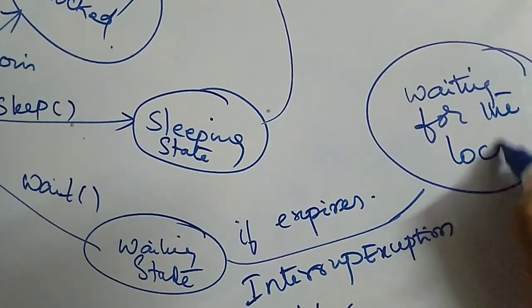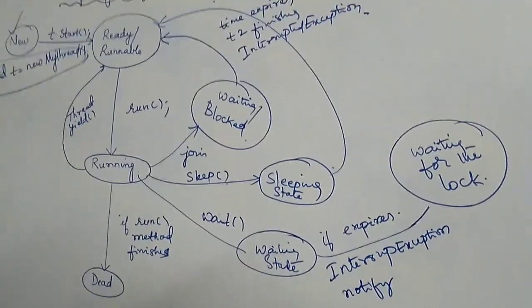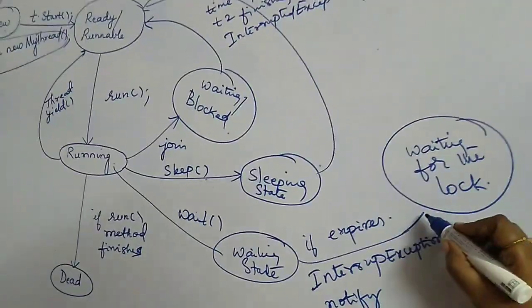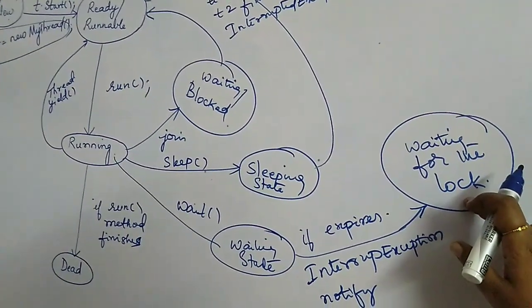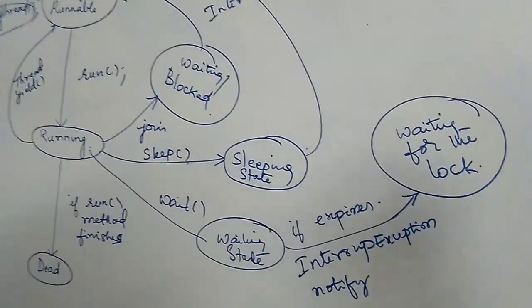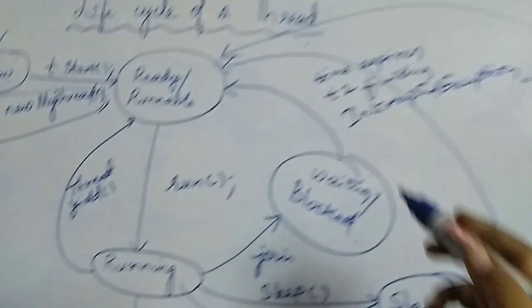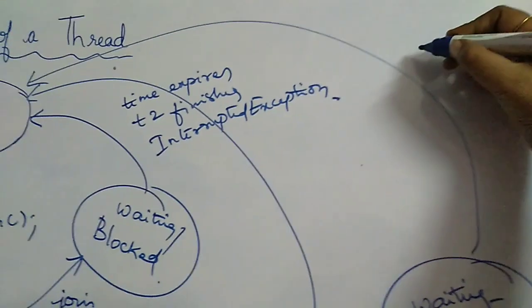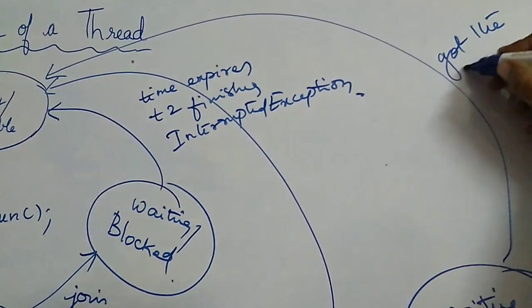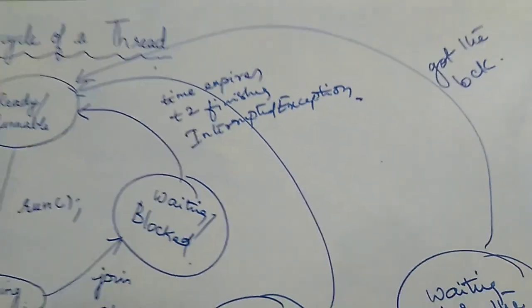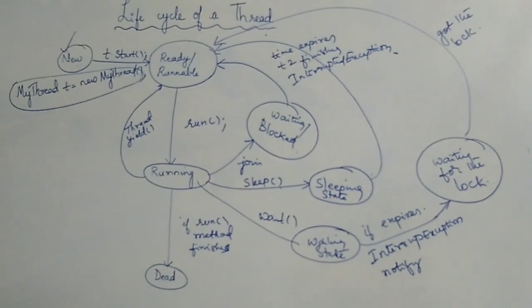Since it has released the lock, to enter into the runnable state it needs the lock. So it will go into another state where it will be waiting for the lock on the object. Once the thread gets the lock of the object, it goes again to the ready state or runnable state.